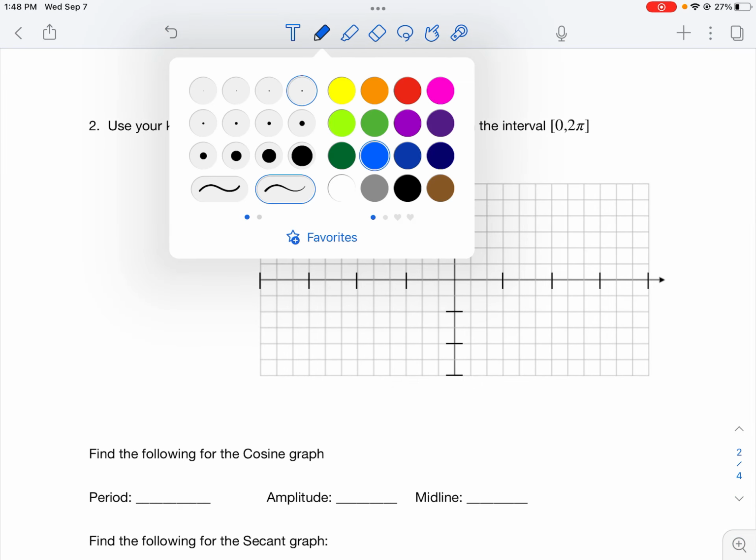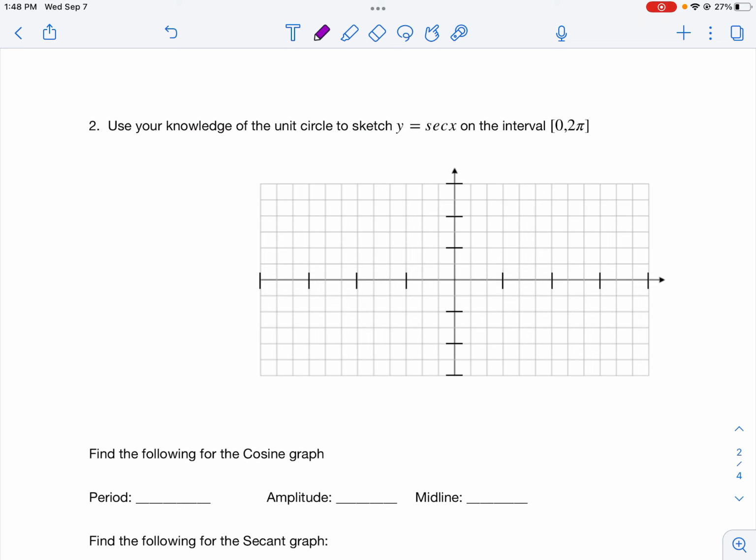Okay. So now I'm going to look at our secant. And so remember, 1 over cosine of x is equal to secant of x. So I'm going to start by graphing my cosine x graph. Okay, so cosine, I have a midline on the x-axis. It starts above the midline, on the midline, below the midline, on the midline, above the midline. Okay, so that, put it in dash, there is my cosine graph.